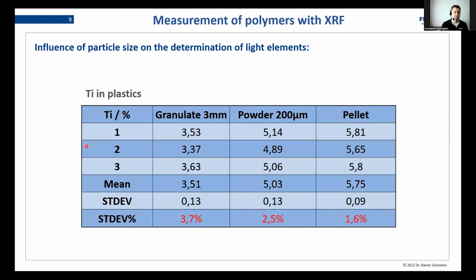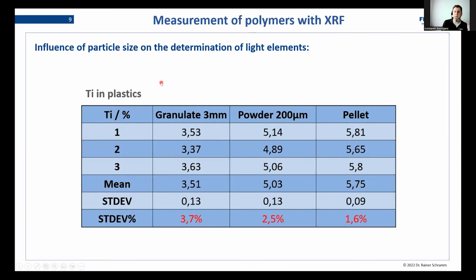Speaking of the problems, we have some measurement data here. There's actually two examples that we took from our lab experience. What we are looking at here is a table of titanium in plastics. That's our analyte, basically. So we're looking at the titanium concentration, and we are looking at a repeat of 3 preparations, basically. And this should be an example of the particle size influence on light elements.